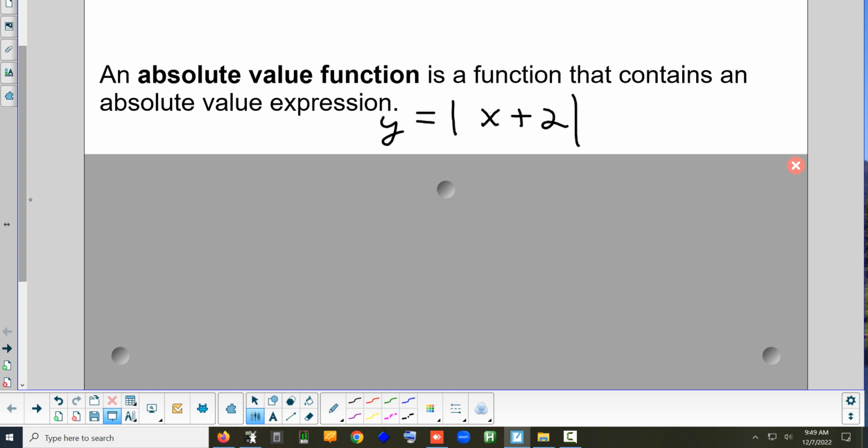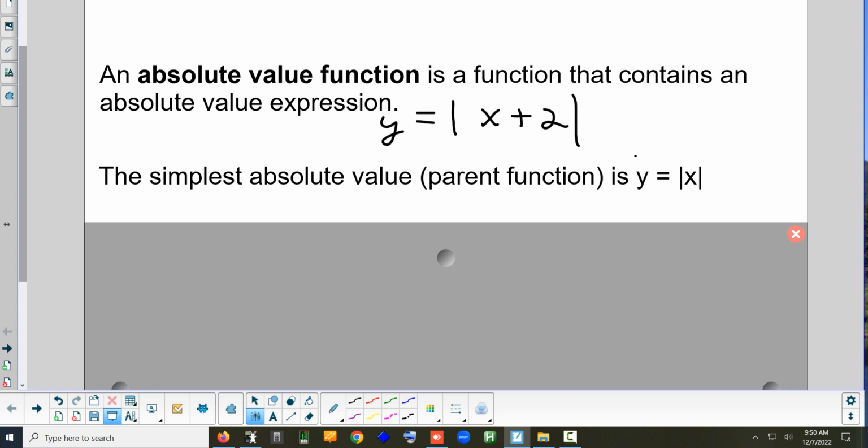So when I say shift left 2, well, shift left from what? Shift left 2 from this one. What I just put a box around is called the simplest absolute value function you could have. It doesn't have a plus or a minus. It doesn't have any other numbers. It's just 2 bars with an x. And the name of the simplest absolute value function is called the parent function.